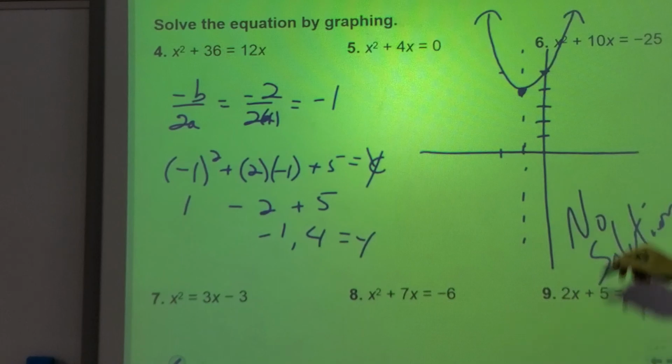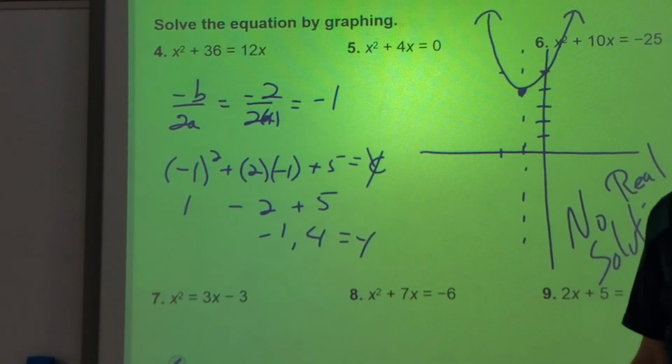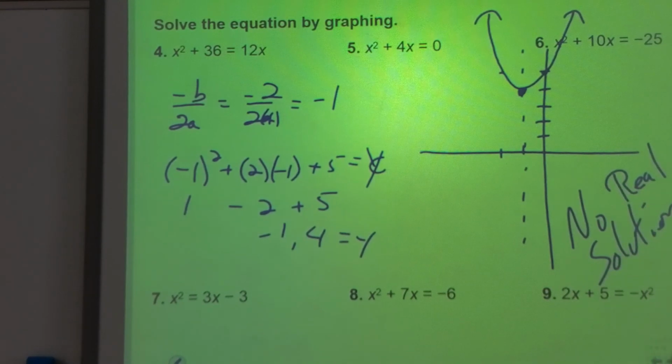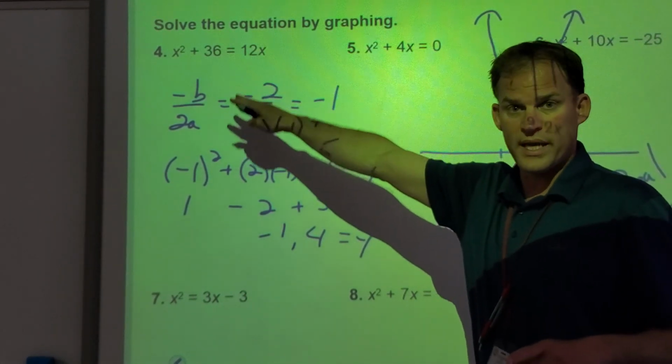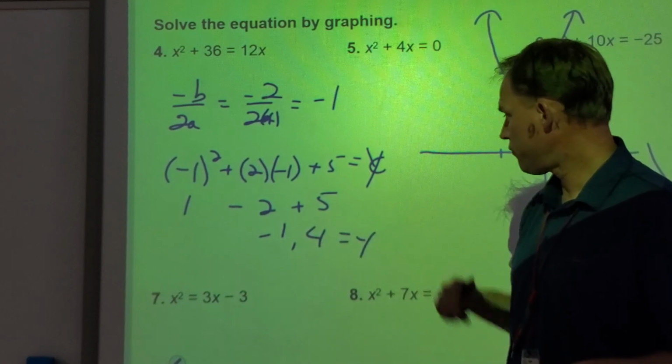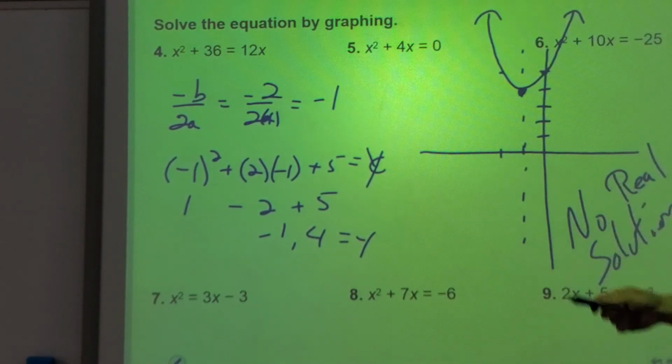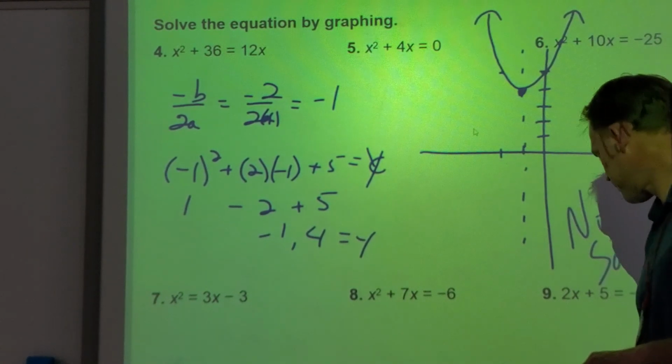Now, I'll put a caveat here. The answer is no real solutions. And we're going to talk about that next week, about what that really means, because there's something called an imaginary solution. We'll get into that a little deeper next week. All right? So, graph, if you can't factor, then you go to negative b over 2a, plug it in, find your vertex, sketch a graph, and see where it crosses. Cool. Next.